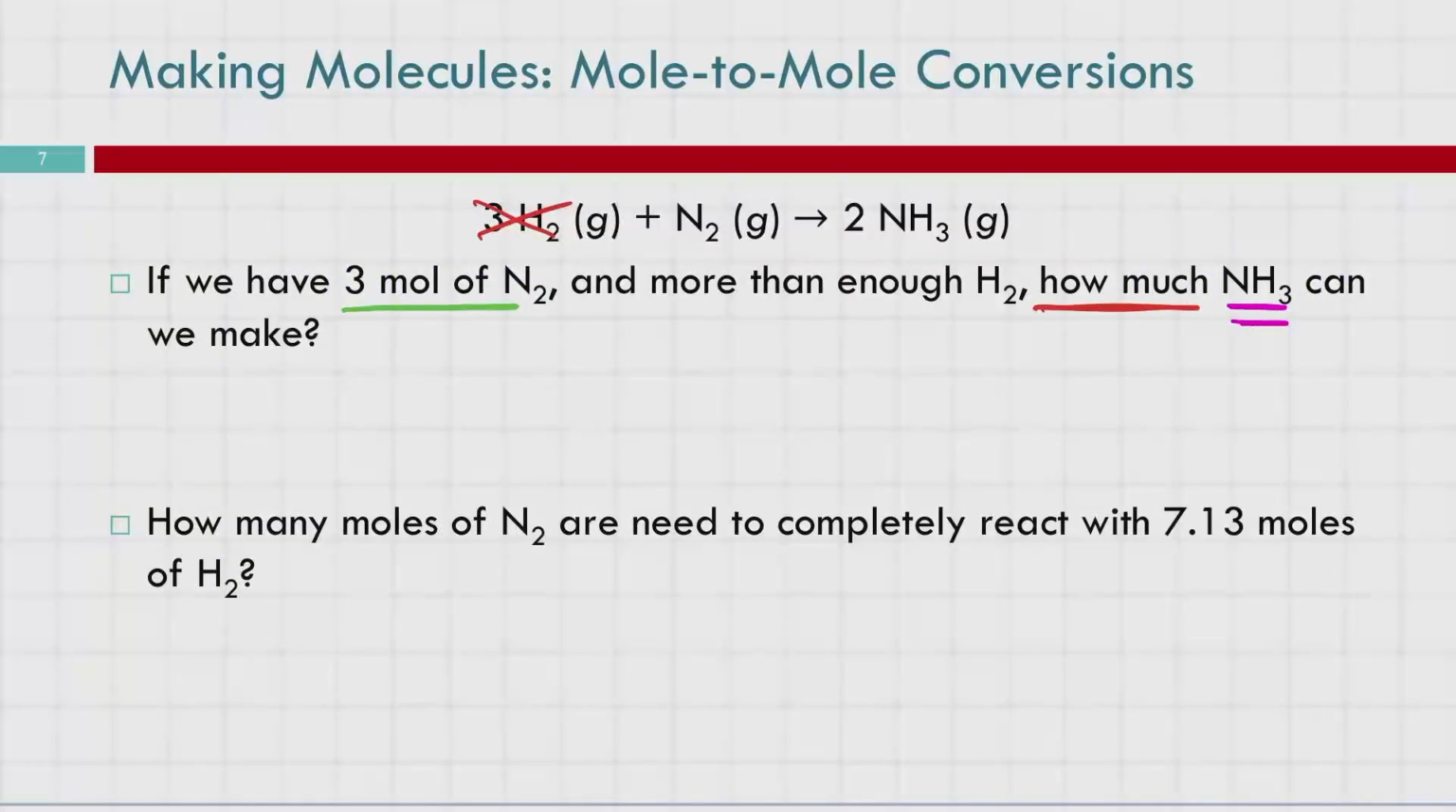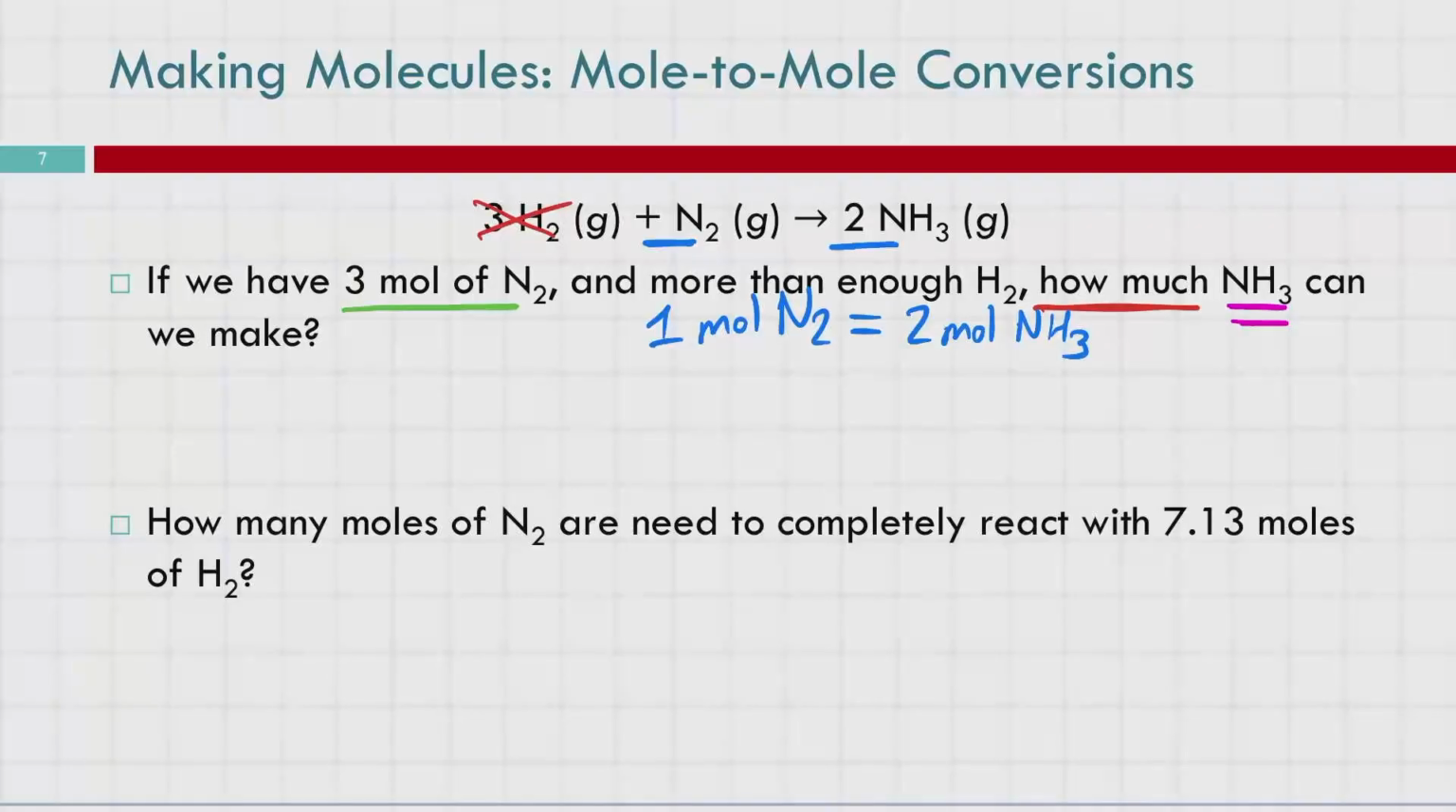We want to look at our coefficients, the N2 and the NH3. We're going to pull those out. 1 mole of N2, if we have that, we could turn into 2 moles of NH3. And we can basically treat this arrow like an equals sign. So 1 mole of N2 is as good as 2 moles of NH3 with a little bit of work put in.